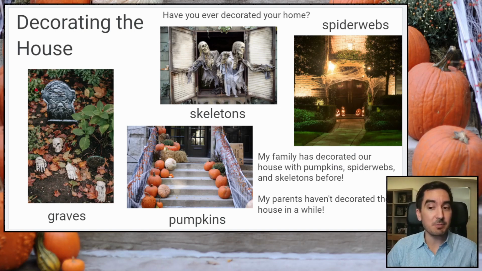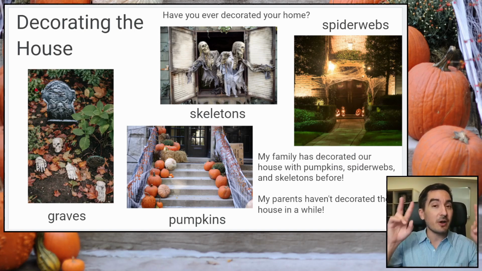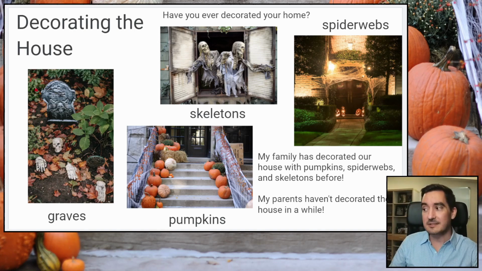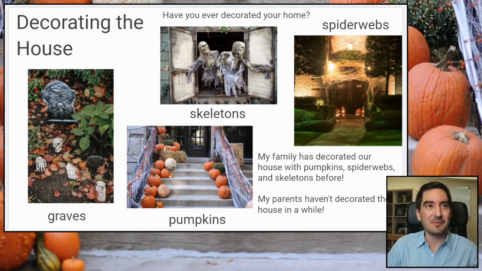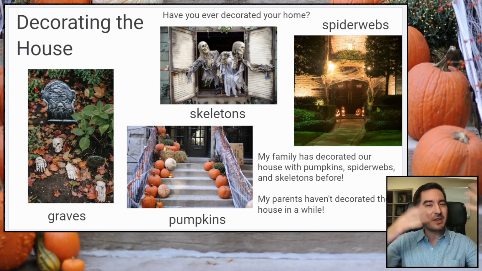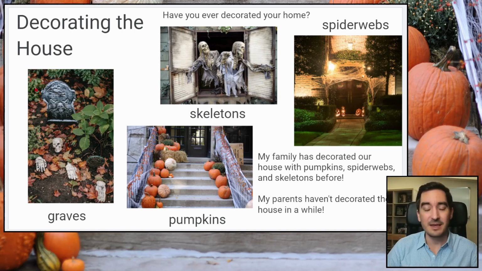The other way to use present perfect is to talk about up until now. It started in the past, continued till now. So, my parents haven't decorated the house in a while. That means up until now, they haven't decorated the house. So, they stopped decorating and that continued till now, and they still aren't decorating the house. Well, that's okay. Me and my siblings have moved out of the house, and not many people come to trick or treat, so they don't really decorate much. Okay? And that's okay, right?